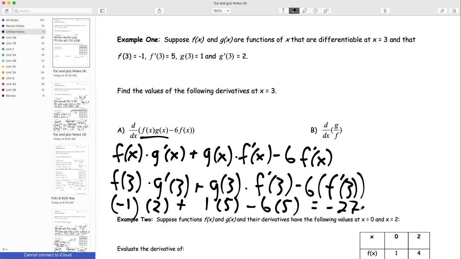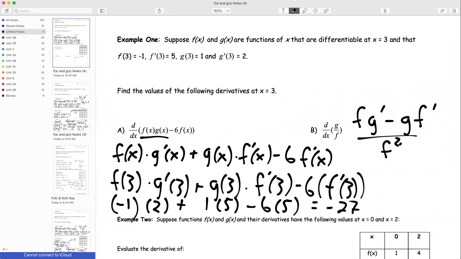Okay, on this one, I'm going to do the quotient rule. I have g of x divided by f of x, and they asked me to take the derivative. Okay, so low d high minus high d low over low squared. So I've got f g prime minus g f prime over f squared. And then I am going to plug in those values at 3.